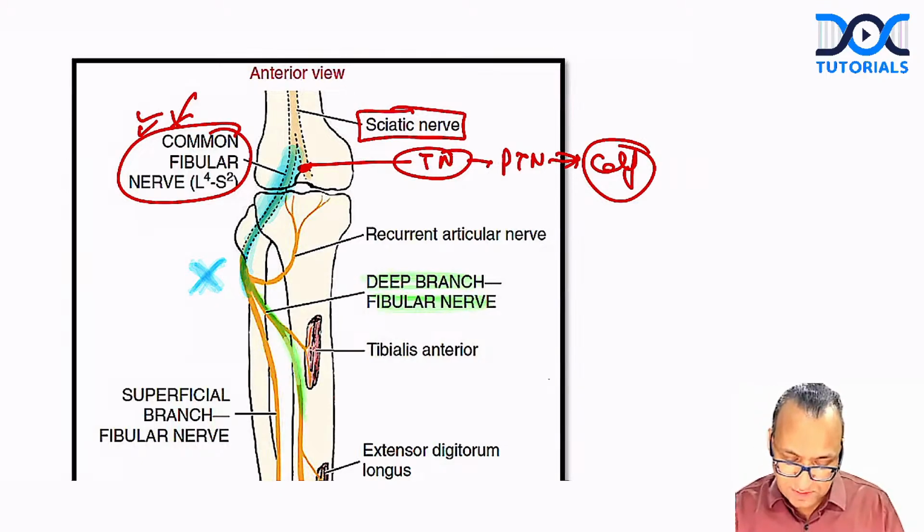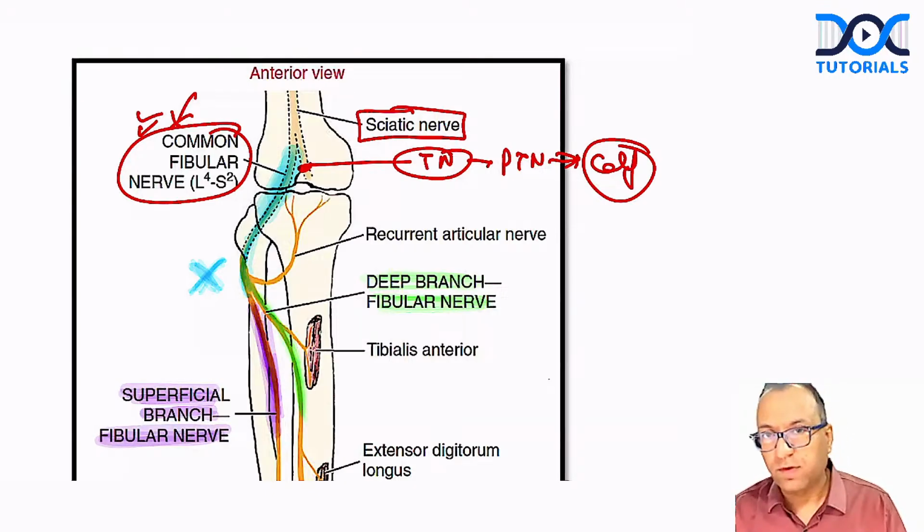So if that is the anterior tibial nerve or deep peroneal nerve, what about the other? The other you can follow, and this is the superficial peroneal nerve. As you are following the superficial peroneal nerve, you will see that it is going to supply 2 muscles and skin on most of the dorsum of the foot.